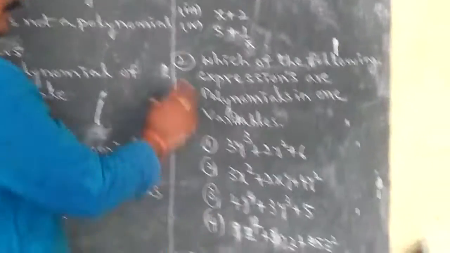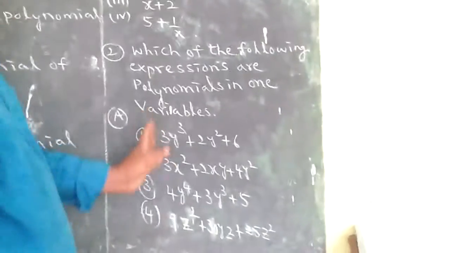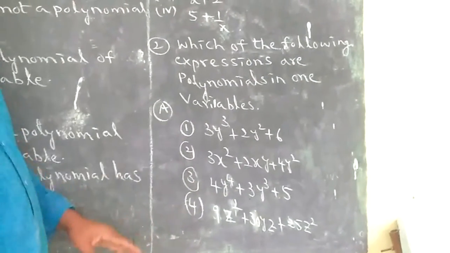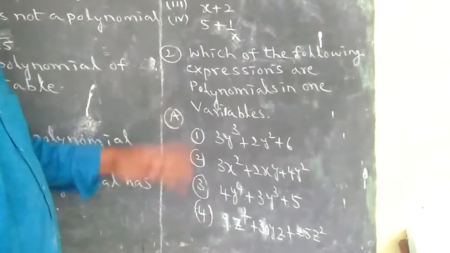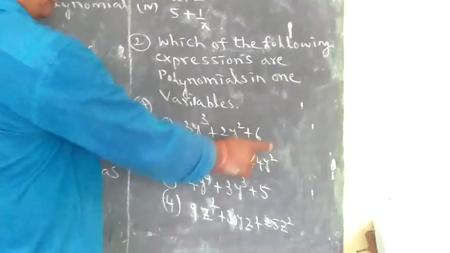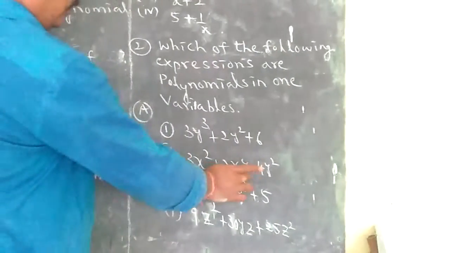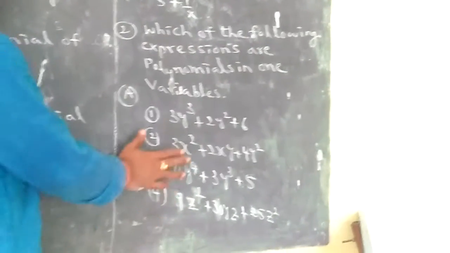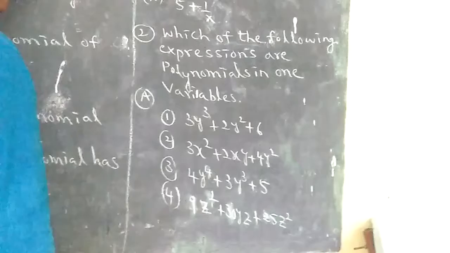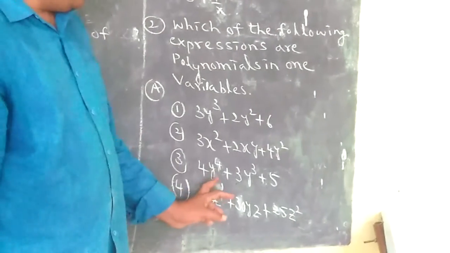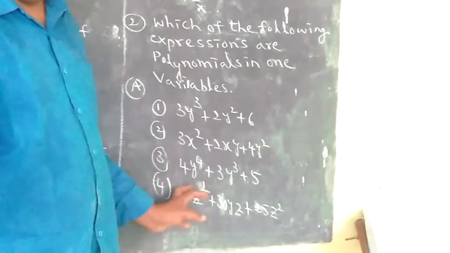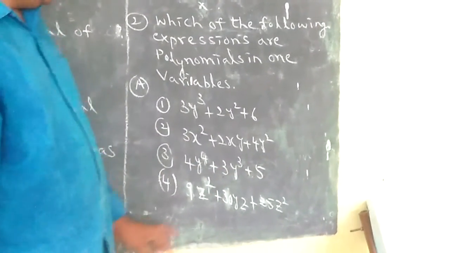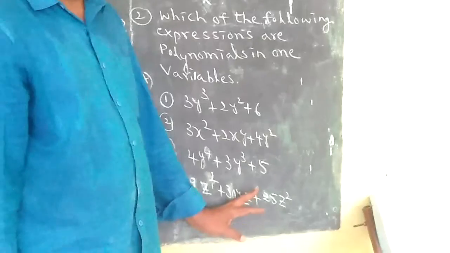Next, the second one: which of the following expressions are polynomials of one variable? You have to see each sum and write whether it is a polynomial of one variable or not. First one is 3y cube plus 2y square plus 6, and another one is 3x square plus 2xy plus 4y square. Here two variables are there, so it is not a polynomial of one variable. Here it is also 4 plus 3 by y plus 5. There only y's are there, so it is a polynomial of one variable.